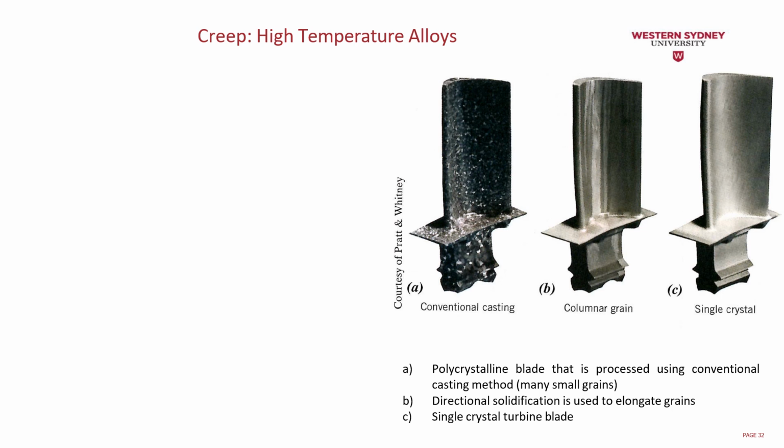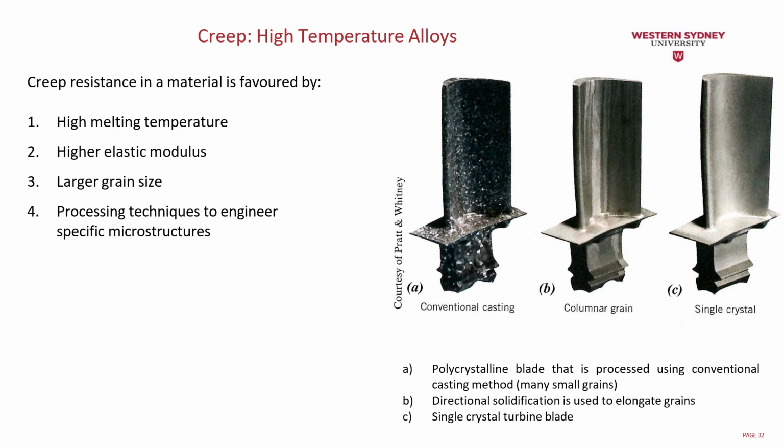In high temperature alloys, creep resistance in the material is favored by, first, a high melting temperature, a high elastic modulus, and a larger grain size. Finally, processing techniques to engineer a specific microstructure.